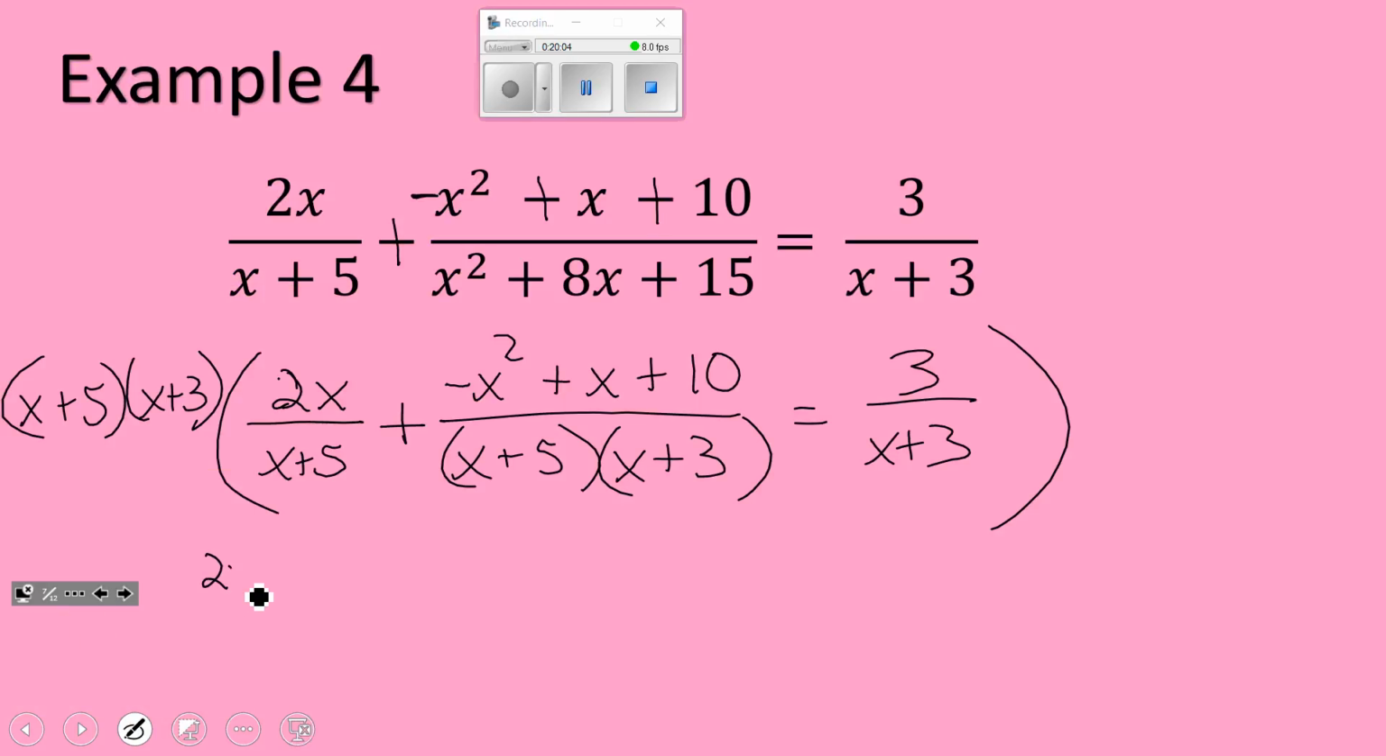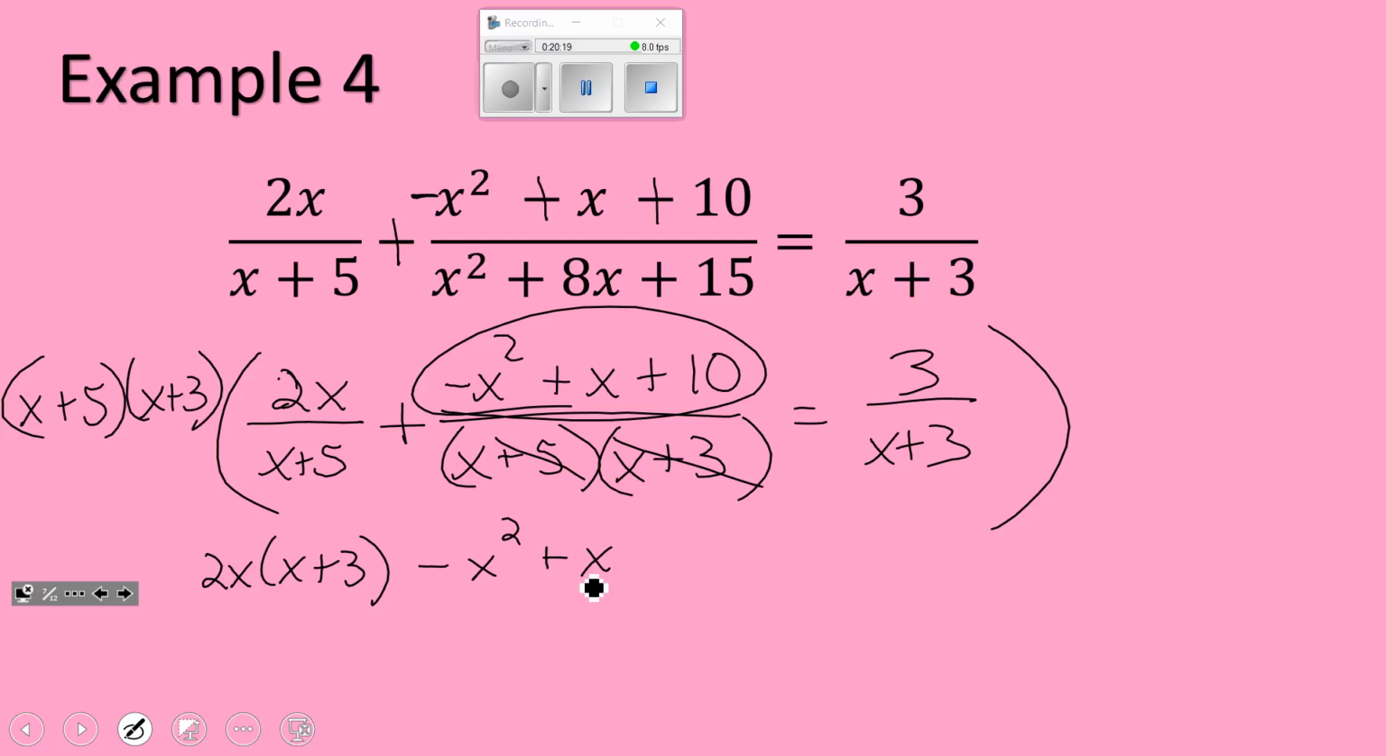2x times x plus 3. What happens here? What cancels? Cancel, cancel, cancel, cancel. So what are you left with? Just that, right? So minus x squared plus x plus 10. You don't have to times it by anything. Okay? What cancels in the third one? So what are you left with? 3 and x plus 5.